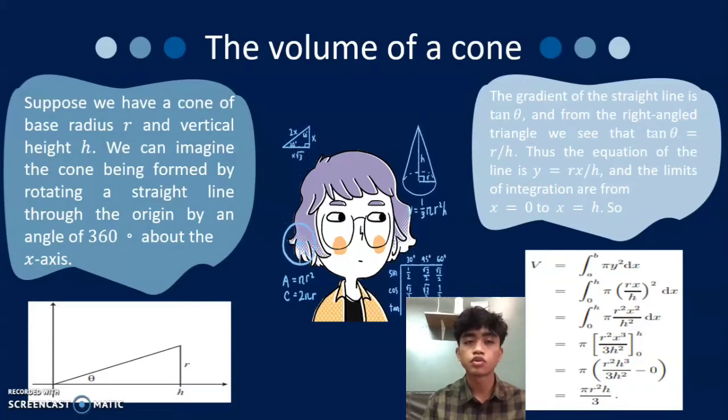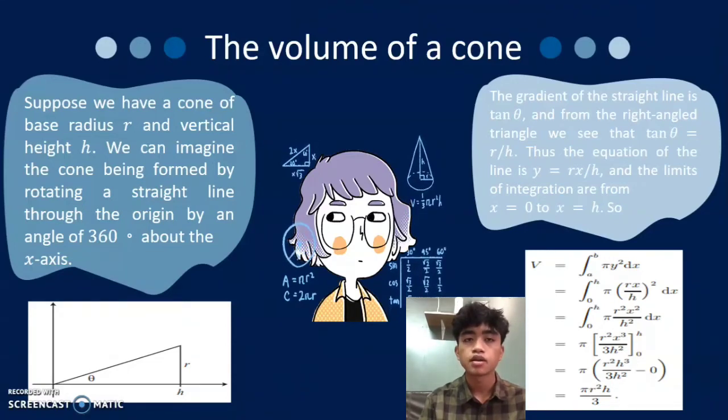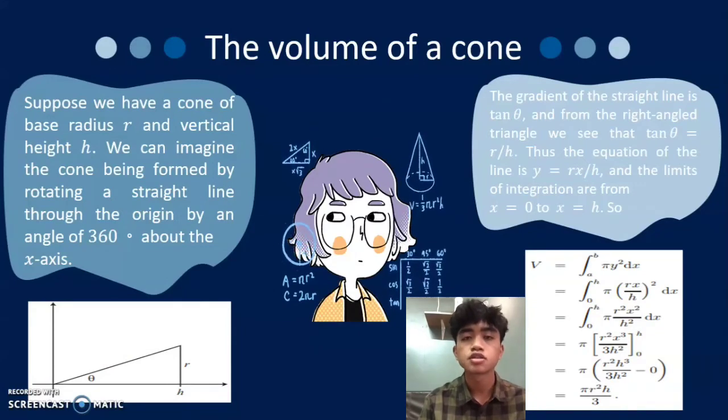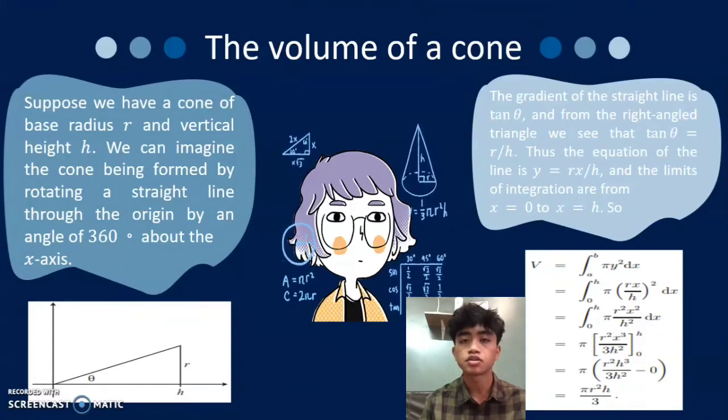So, volume equals the integral from a to b of pi y squared dx, which equals the integral from 0 to h of pi times (rx over h) squared dx, which equals the integral from 0 to h of pi r squared x squared over h squared dx, which equals pi times [r squared x cubed over 3h squared] from 0 to h, which equals pi times (r squared h cubed over 3h squared minus 0), and the final answer is pi r squared h over 3.